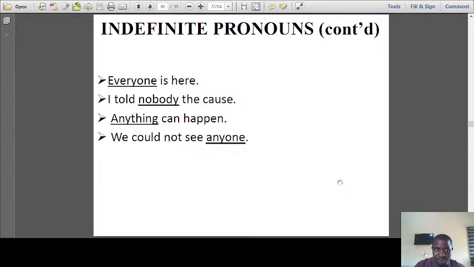Say everybody is here. I told nobody the case. I did not tell John. I did not tell any person. I did not tell John the case. I did not tell Okon the case. But you don't want to mention them; the understood noun is there, and you want to use a pronoun. You use the pronoun we call indefinite pronoun. So you see the examples given here.